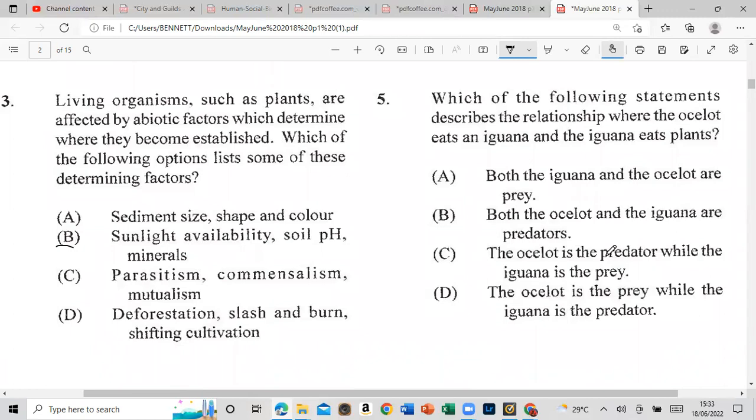It says, which of the following statements describes the relationship where the ocelot eats an iguana and the iguana eats a plant? A, both the iguana and the ocelot are prey. B, both the ocelot and the iguana are predators. C, the ocelot is a predator while the iguana is the prey. Or D, the ocelot is a prey while the iguana is the predator. So the ocelot is a predator while the iguana is the prey, because the iguana is being eaten. So this will be C.